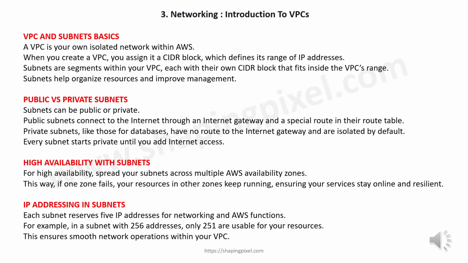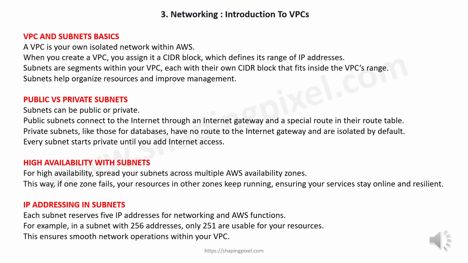Subnets can be public or private. Public subnets connect to the internet through an internet gateway and a special route in their route table. Private subnets, like those for databases, have no route to the internet gateway and are isolated by default. Every subnet starts private until you add internet access. For high availability, spread your subnets across multiple AWS availability zones. This way, if one zone fails, your resources in other zones keep running, ensuring your services stay online and resilient.